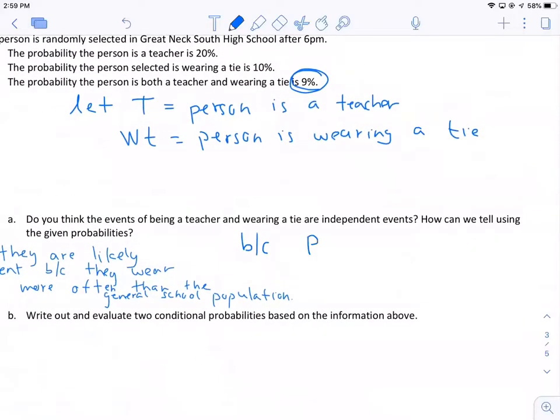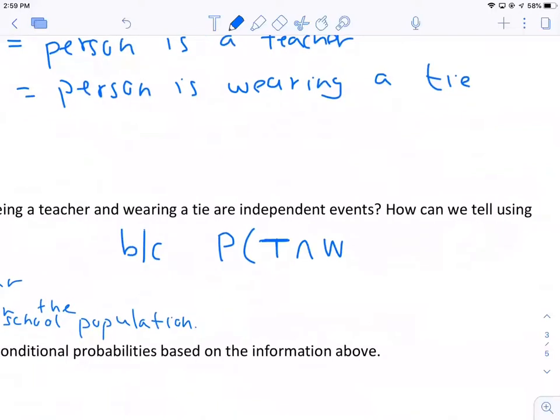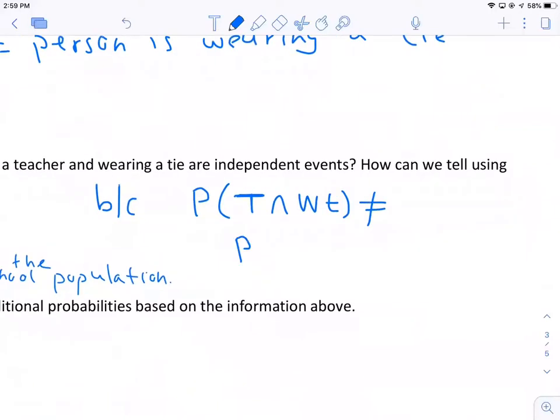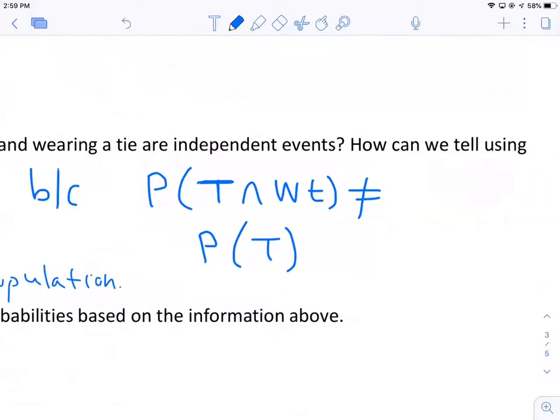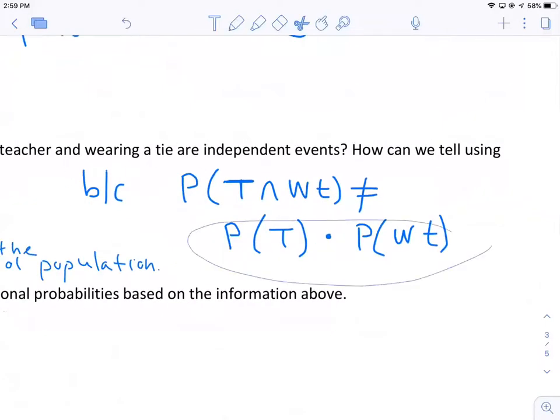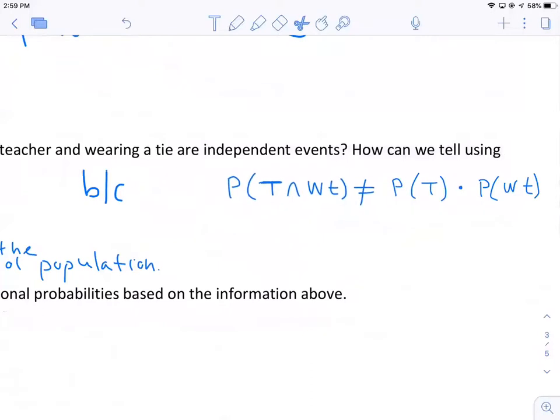So the probability of the person being a teacher and wearing a tie did not equal the probability of them being a teacher times the probability of them wearing a tie. Right? These two probabilities did not equal each other. And that's called the product test for independence. That is not our main focus for today, but I just wanted to show you briefly.